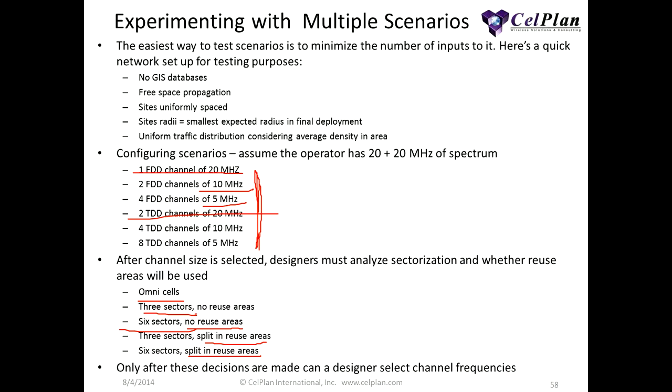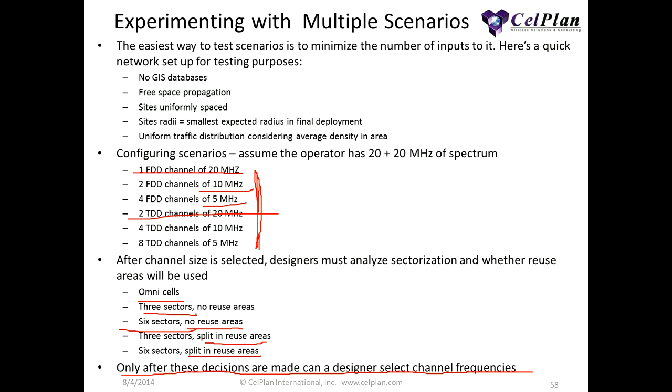In some cases we found that 3 sectors is the best solution. In other cases we found that 6 sectors was the best solution. In some cases reuse of 1. In other cases reuse of 3. So each situation is slightly different, and it will save you a lot of capex and mainly a lot of opex if you do it properly.